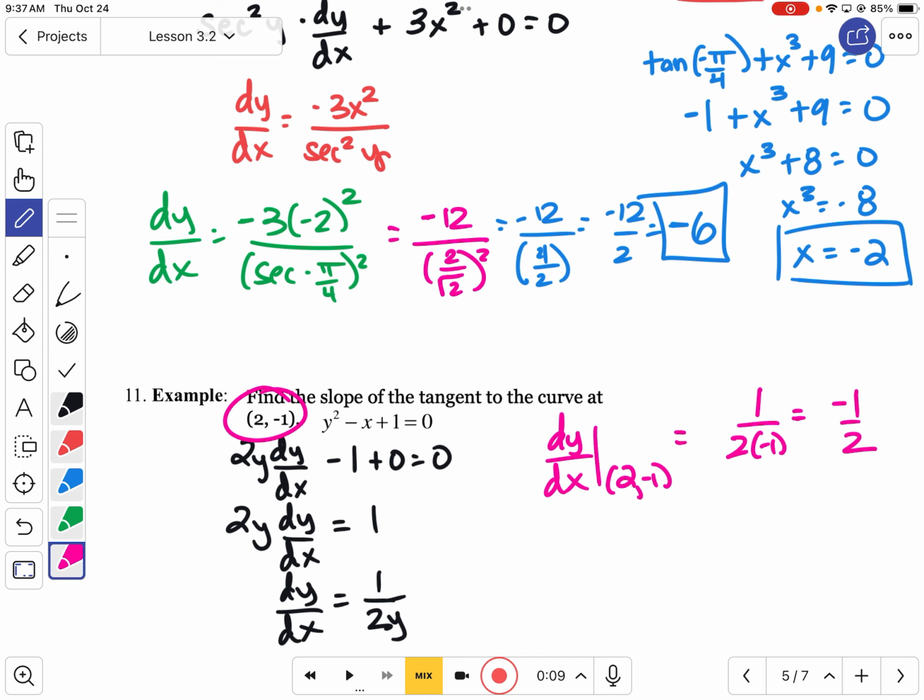So what's the rest that Parker did? He wrote the equation of the tangent line. We're going to do one like that in just a second. Oh, yeah, he went above and beyond. Oops. It's all good, though.